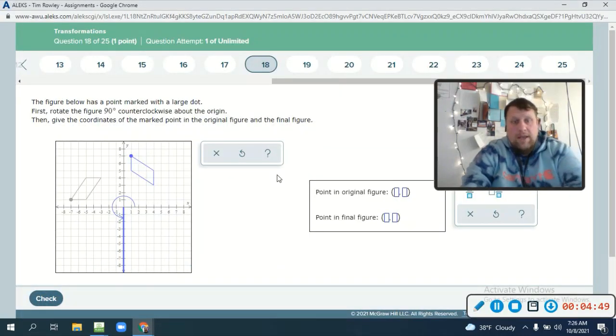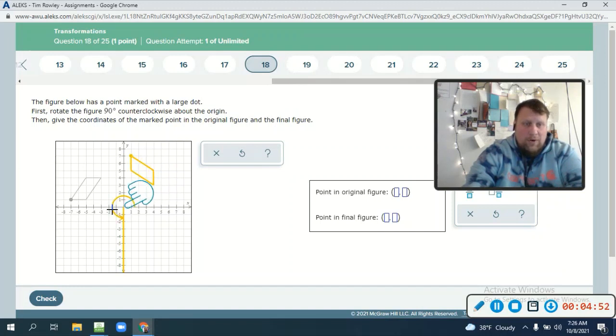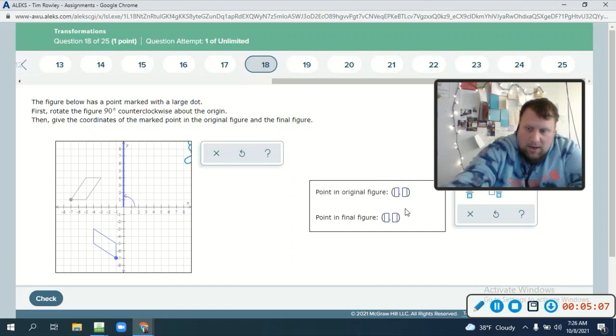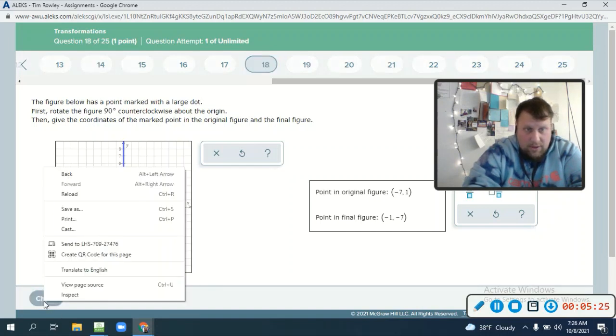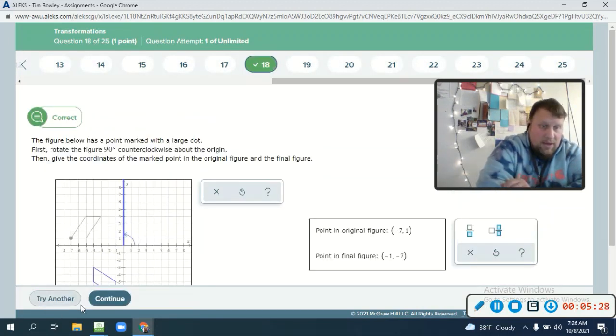Okay. Nevertheless, in this one, what is it asking for? If you're wondering why I didn't do a 360 degree, it's because it's going to line up right on itself. So again, 90 degrees, we just went 90 degrees right there, and it went from -7, 1 to -1, -7. Let's check our answer. Oh, I right-clicked. My bad. Correct. Look at that. Boom.